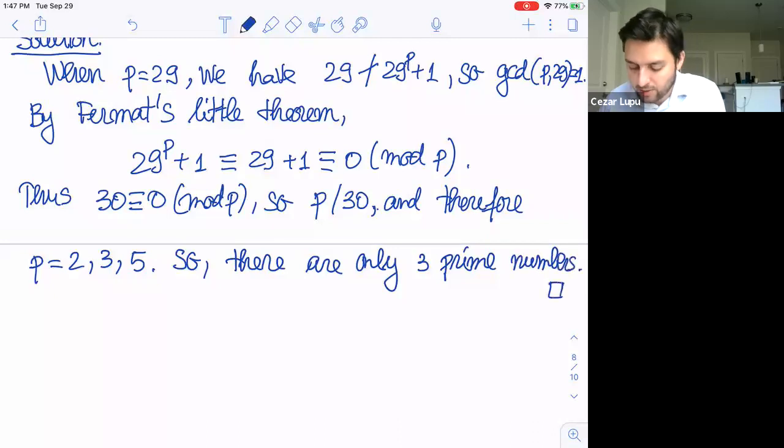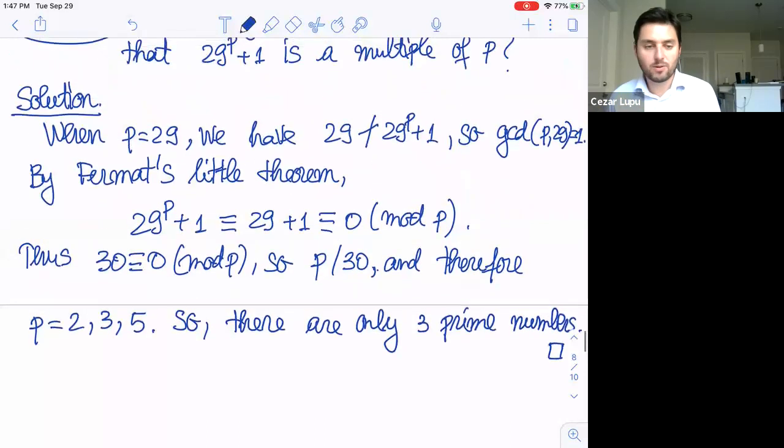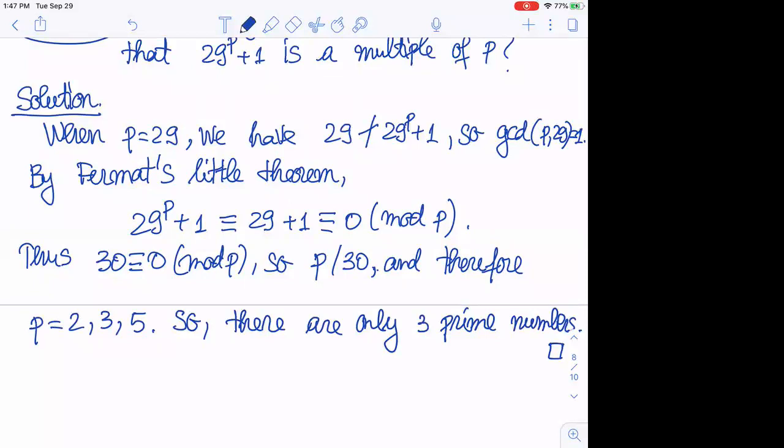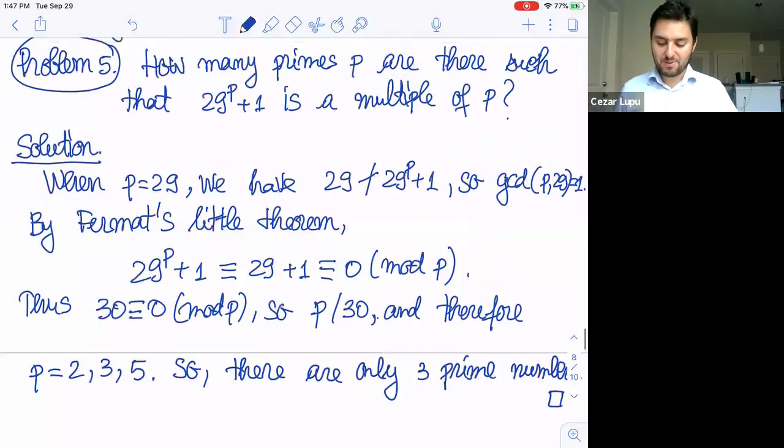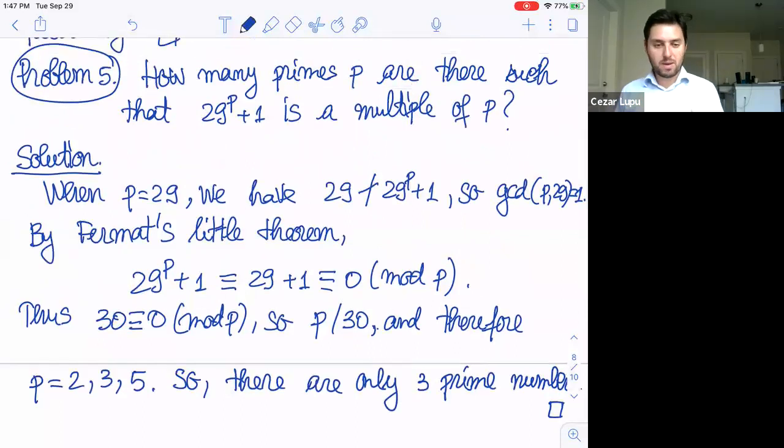Is it clear what I just did? That was the trick, to look at a prime number such that the GCD between this and another prime number is 1, so we can apply Fermat's little theorem. Yeah, it was tricky, I admit, a bit tricky. But these are the kind of Putnam A1, B1 type of problems that I just did.